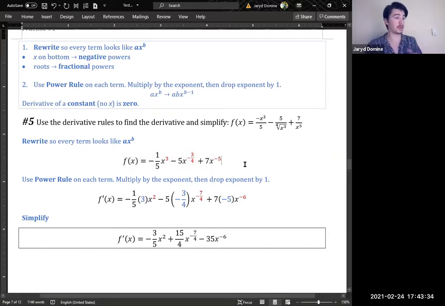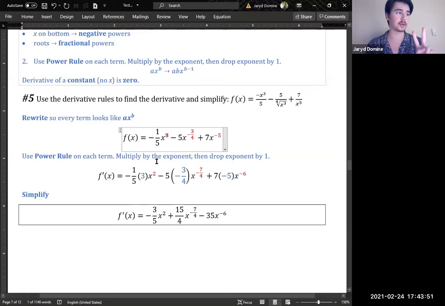Okay, and that's it. We've rewritten it in the right form. Some number times x to a power. That's what we want them all to look like. The reason being, now we can use the power rule very easily.